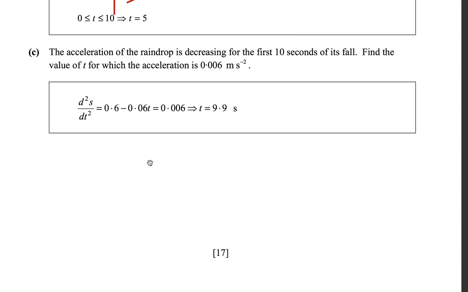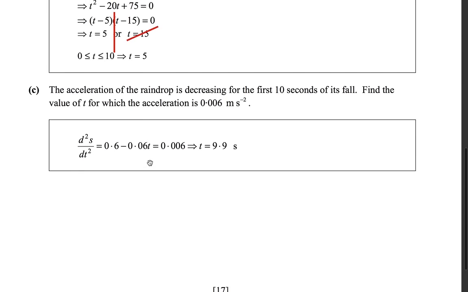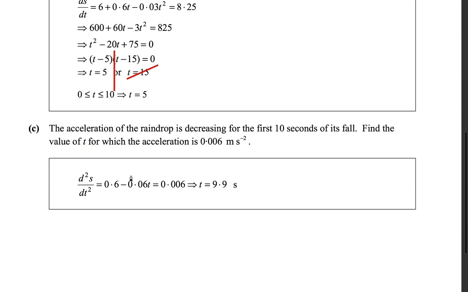Okay, so part C here, the acceleration, so think acceleration, you want to differentiate again. The acceleration of the raindrop is decreasing for the first 10 seconds, which makes sense. Find the value of t for which the acceleration is 0.006. So it's very similar to this part. Differentiate to get the acceleration, set it equal to 0.006. Move this over by subtracting it, and then divide by -0.06, and you'll get t is equal to 9.9 seconds.